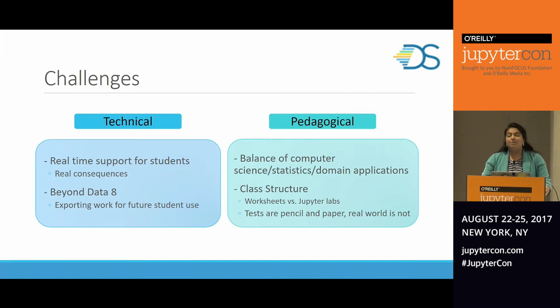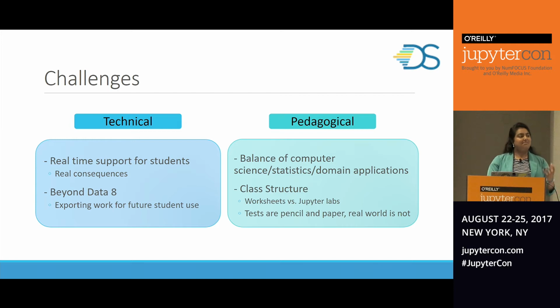Beyond Data 8, we want to export their work for future use, and especially because this might be, for some of them, their only computing class, we want them to have that arsenal of tools that are not limited just to the hub infrastructure. From a pedagogical aspect, there's certain other challenges that are interesting.